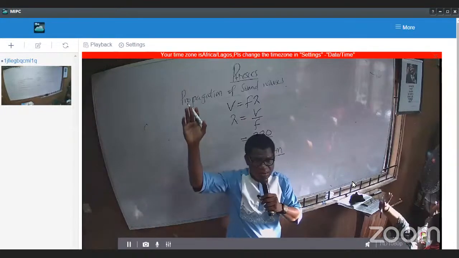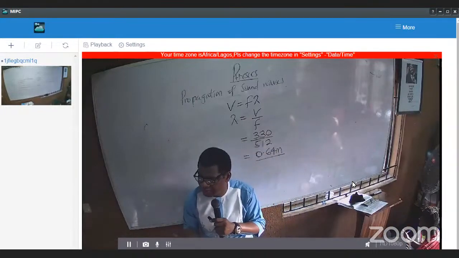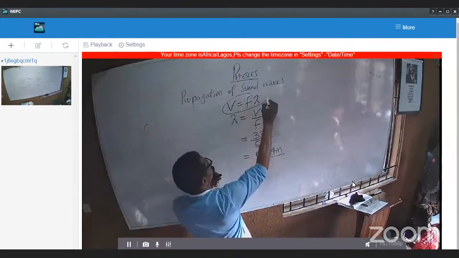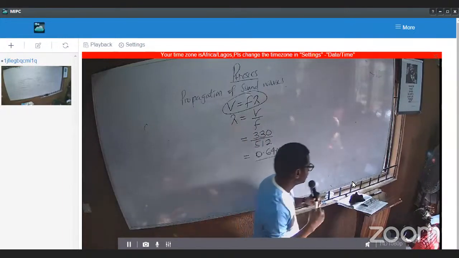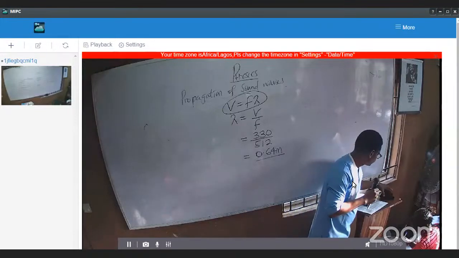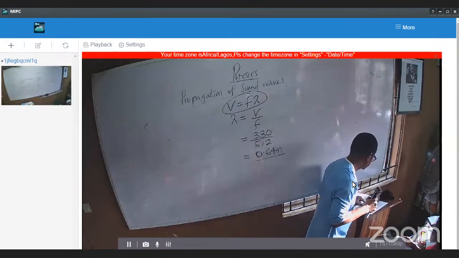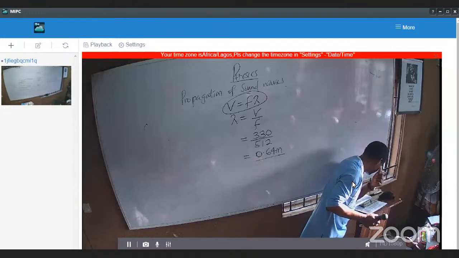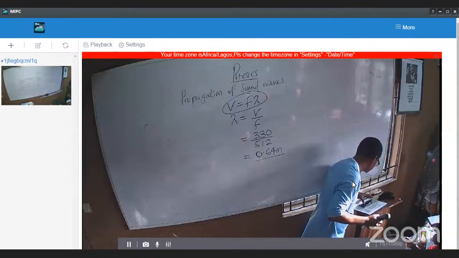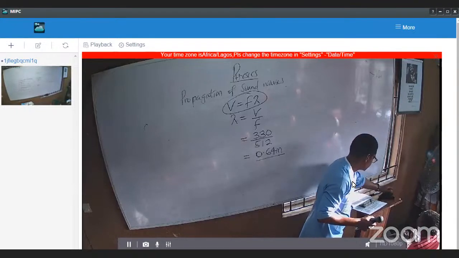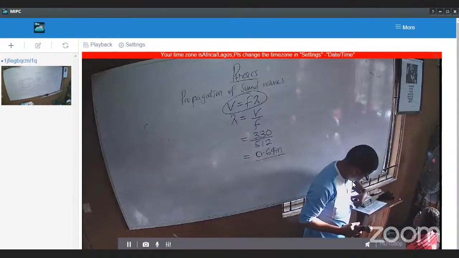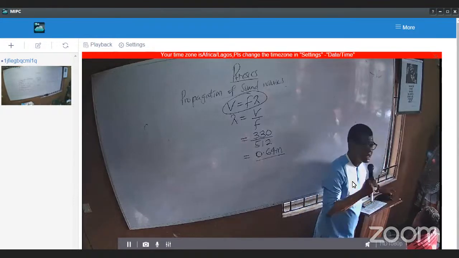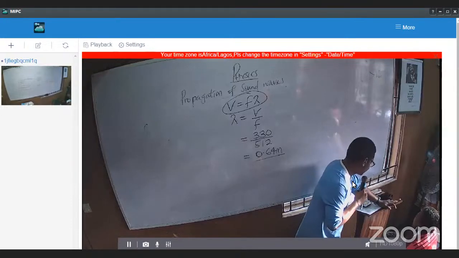Raise your hand. Let me see. So all of you did not get it. Why? That's the formula we used yesterday. Most times, V is F lambda. It's still applicable to sound wave. Point number what now? The velocity of sound in air.